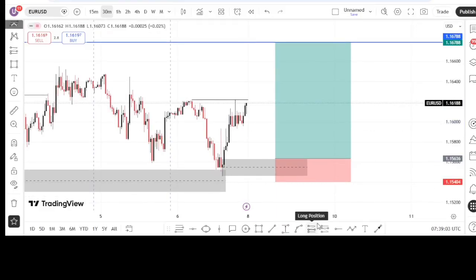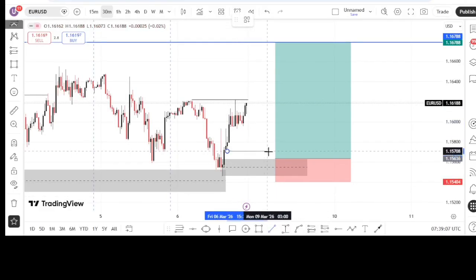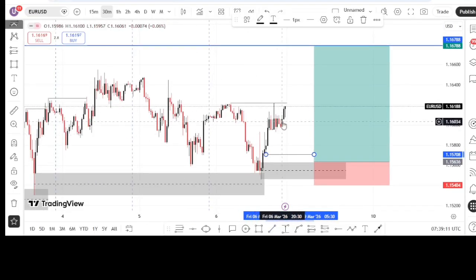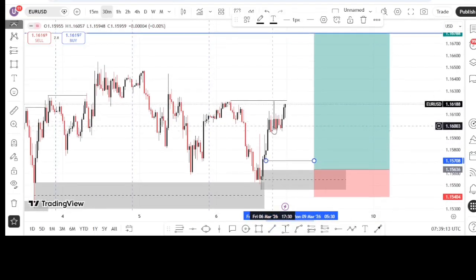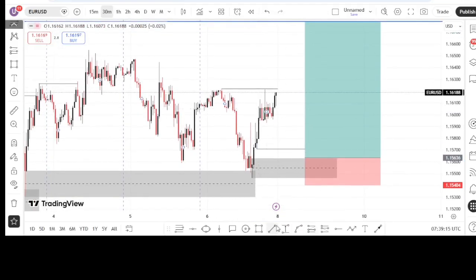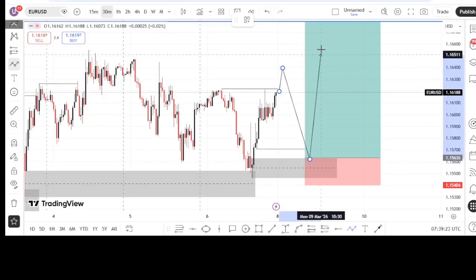Then our inducement level is this. Look at the setup. So definitely on a Monday morning, we will see that this level will be taken. This high will be taken like this. Once this high is taken, price is definitely coming back to this, and then we'll go in on a buy.